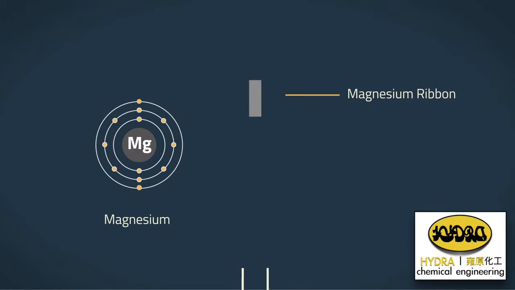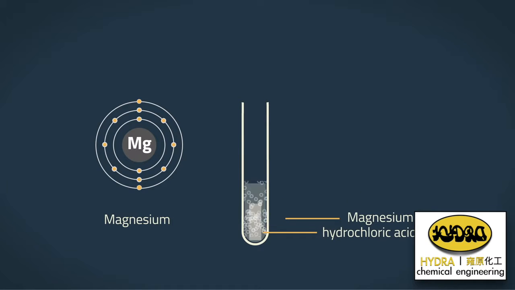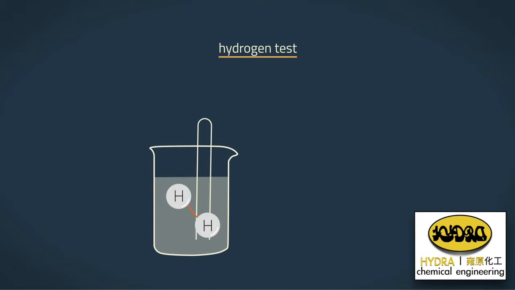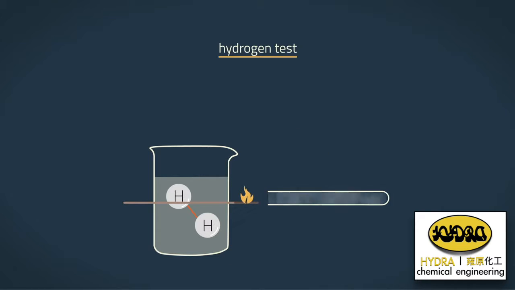Magnesium metal reacts with hydrochloric acid to produce hydrogen gas and dissolved magnesium. We can test the presence of hydrogen gas by placing a lit splint at the mouth of a test tube. If we hear this distinctive squeaky pop, it means that hydrogen has indeed been produced.